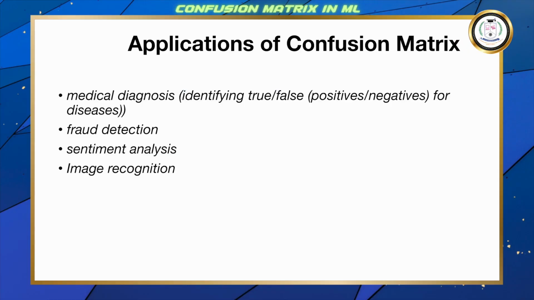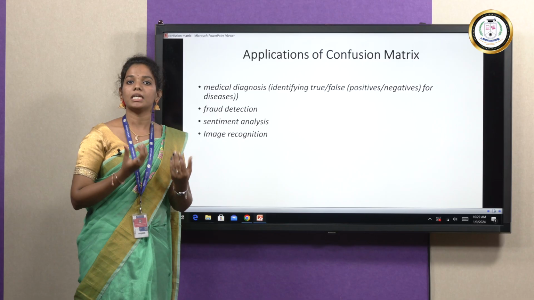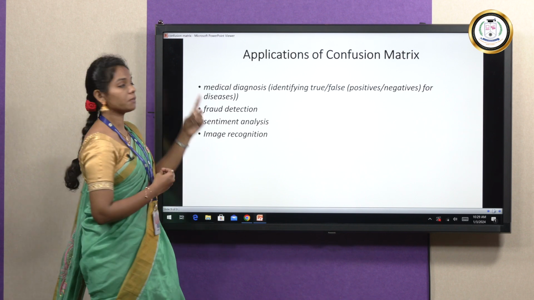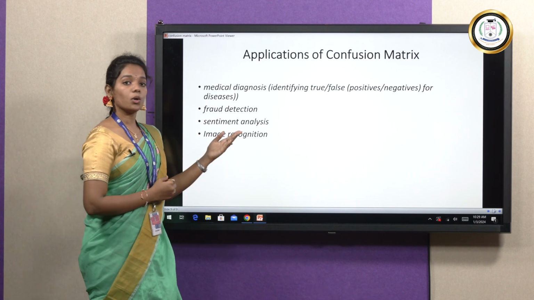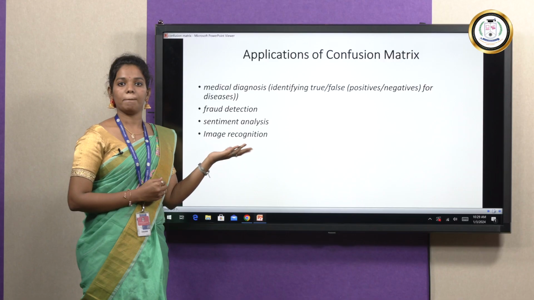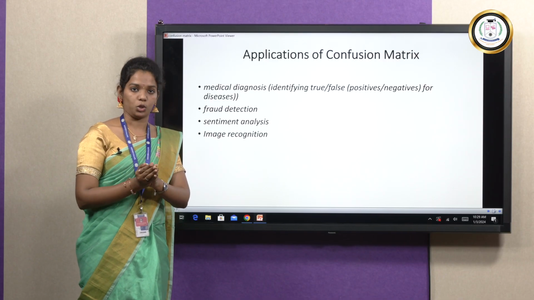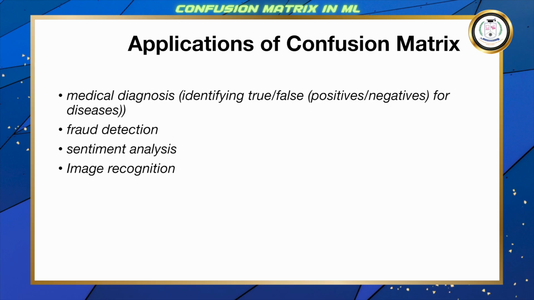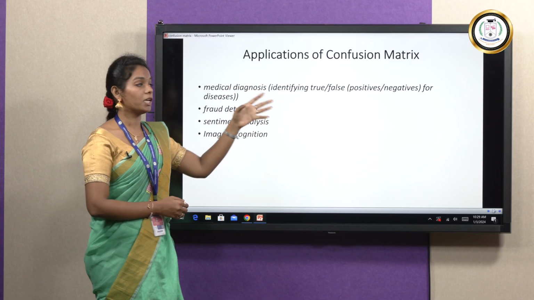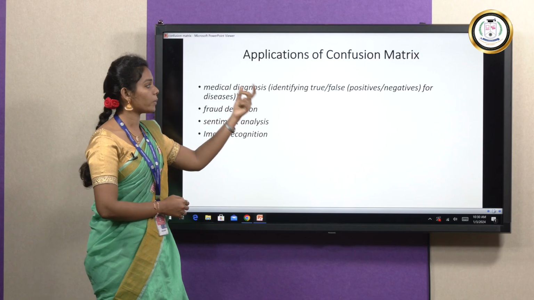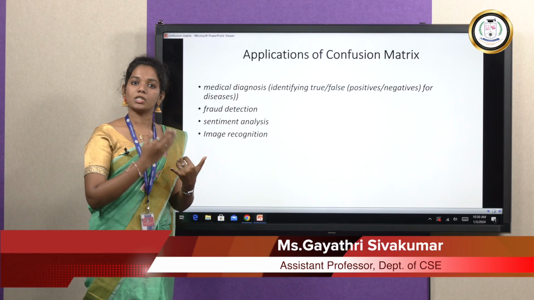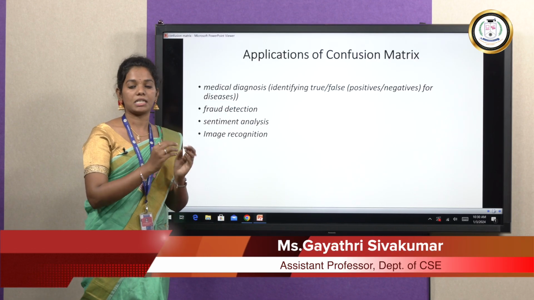And last is my applications, or the real-time applications where the confusion matrix is implemented. So first is my medical diagnosis. As obviously we have seen in the before example, we are predicting whether a person is diagnosed with a disease or not. So this is basically used in most of your hospitals. With this, the confusion matrix is used in medical diagnosis to identify whether a person has the disease or not.